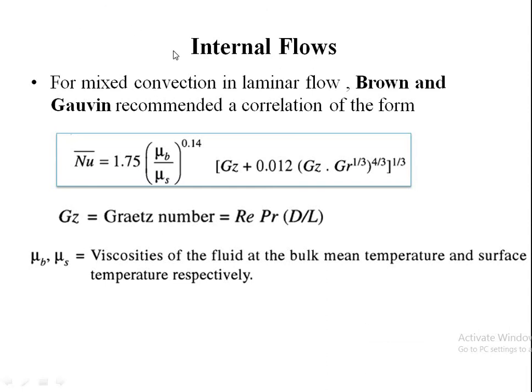Then for internal flows, for mixed convection in laminar flows, Brown and Gauvin recommended a correlation of the form: average Nusselt number equals 1.75 times the bracket mu_b divided by mu_s raised to 0.14, in a square bracket, Gz plus 0.012 times the bracket Gz multiplied by Gr raised to 1/3, closed, raised to 4/3, square bracket complete, raised to 1/3. Here Gz is the Graetz number, given as the product of Reynolds number, Prandtl number, and D by L, and mu_b and mu_s are the viscosities of the fluid at the bulk mean temperature and the surface temperature respectively.